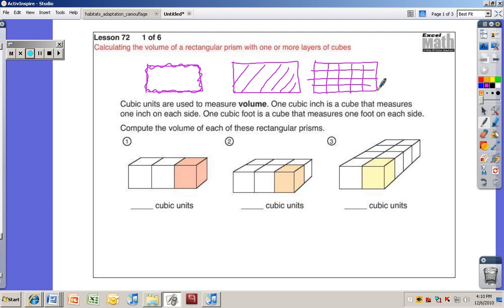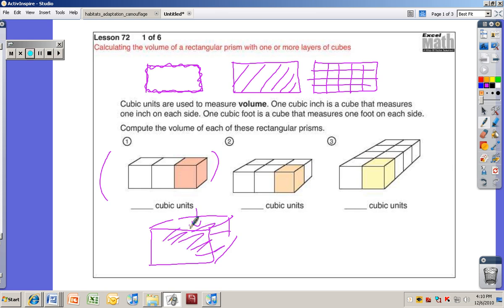Now we're going to turn it into a 3D problem and find volume, which means how much space is taken up inside of something. So if this is a box and I put something inside that box, the amount of space that's inside here is the volume of that shape.